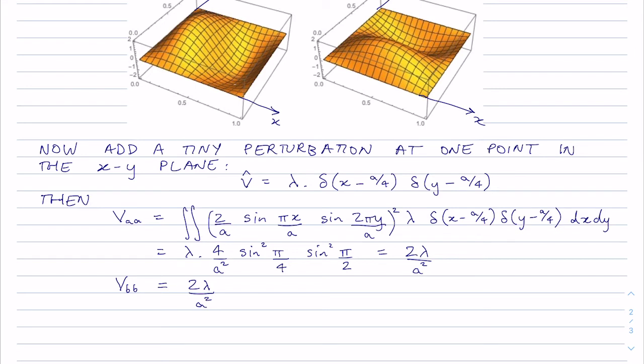and you'll also find that V_AB, which is the off-diagonal term, is equal to 2 lambda over a squared, which, and this is important, in fact it's crucial, is not 0.